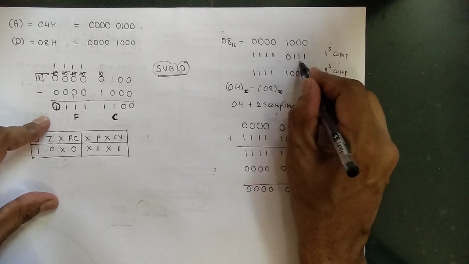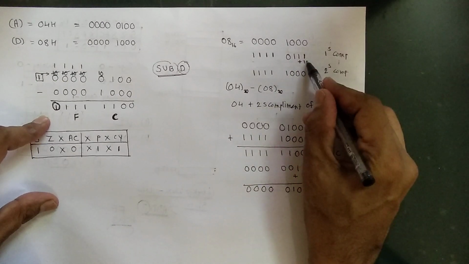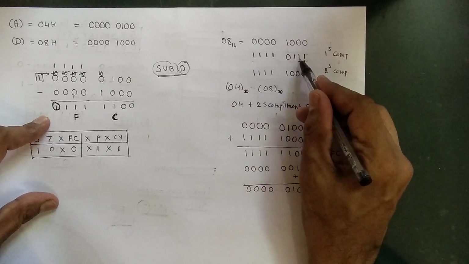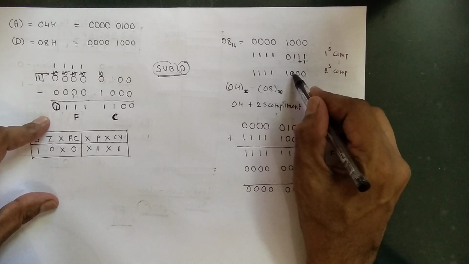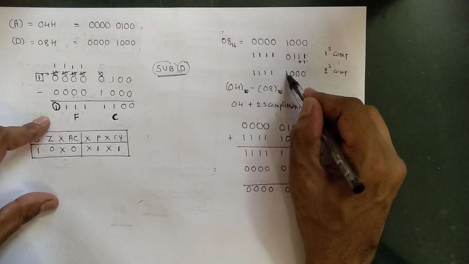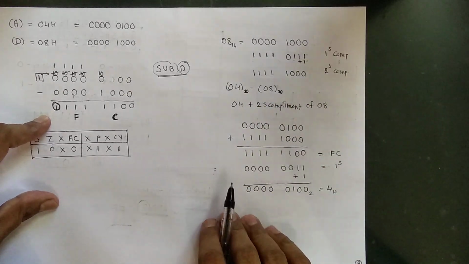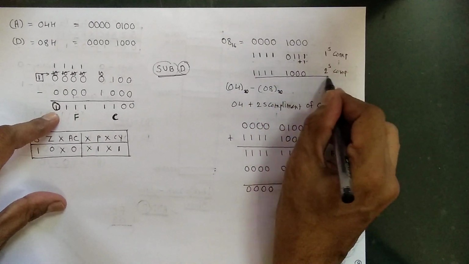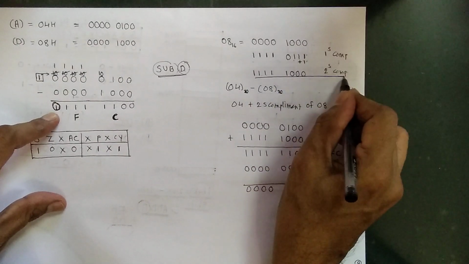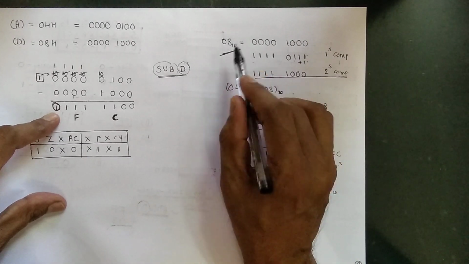1 plus 1, 0. Carry over 1. 1 plus 1, 0. Carry over 1. 1 plus 1, 0. Carry over 1. Here 1 as it is. 1, 1, 1, 1 as it is. This is the 2's complement of 8. Why we find out the 2's complement of 8? Because that number is to be subtracted.